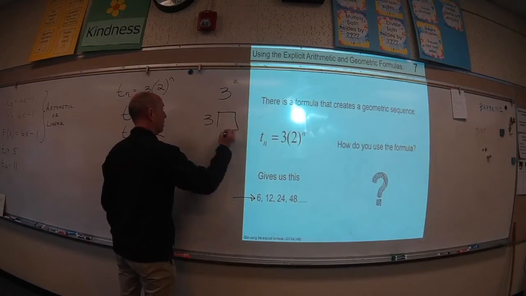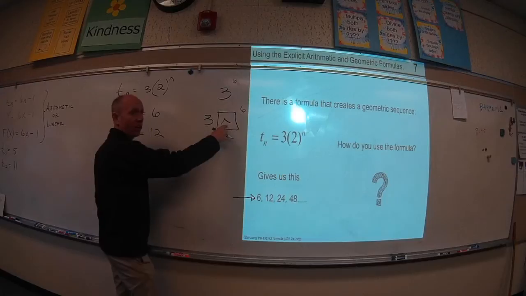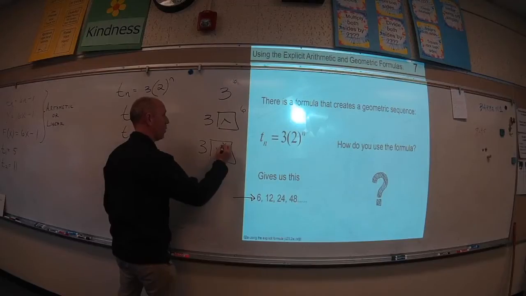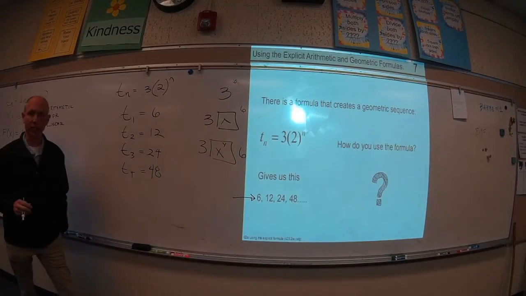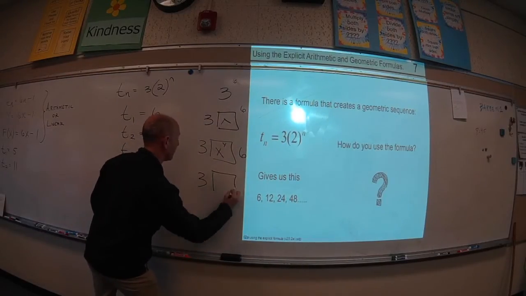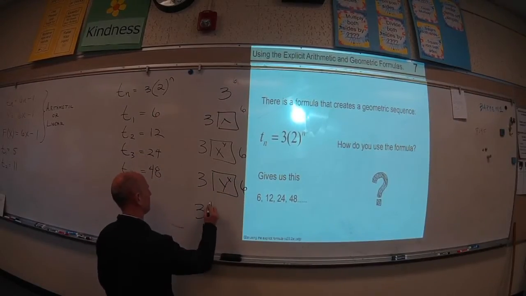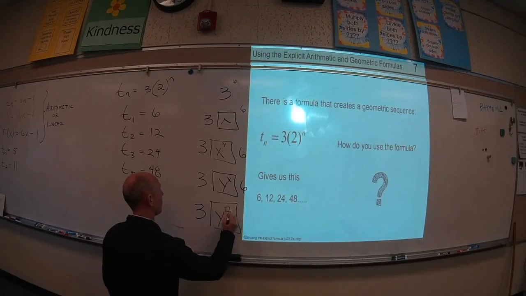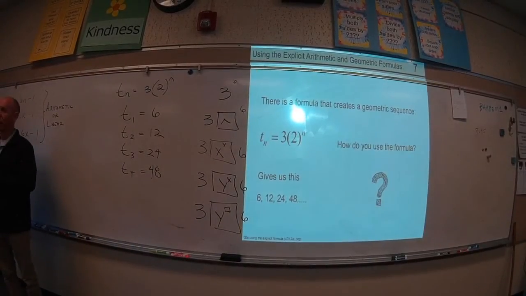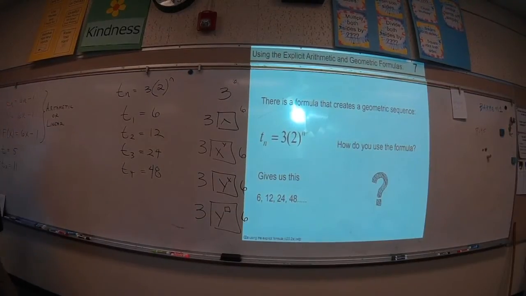3, look for a button that looks like that, to the 6th. That's called a caret symbol. Maybe you have a button that looks like this: 3, x to the y, to the 6th. Maybe you have 3, y to the x. Maybe you have 3, y to a little square, or x to a little square. Figure out how to raise 3 to the 6th.